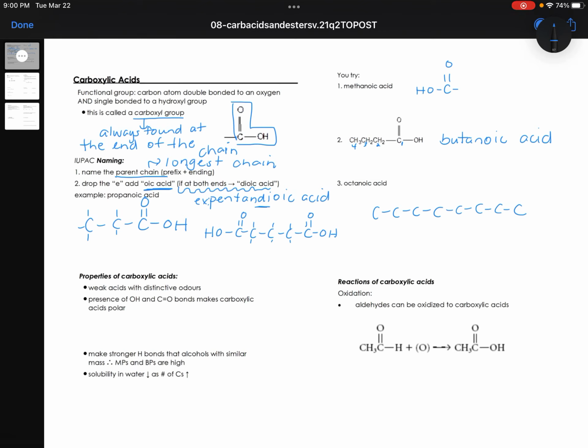Decide which end you would like the carboxyl group to be on. Maybe it is actually easier to draw it on the right-hand side. I don't know, but it doesn't matter.